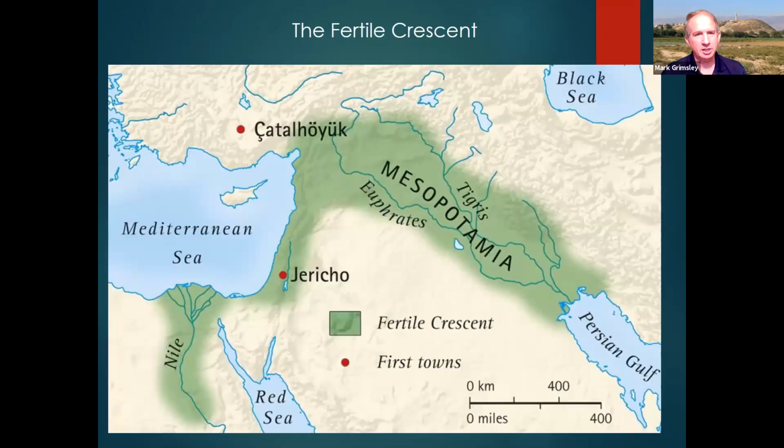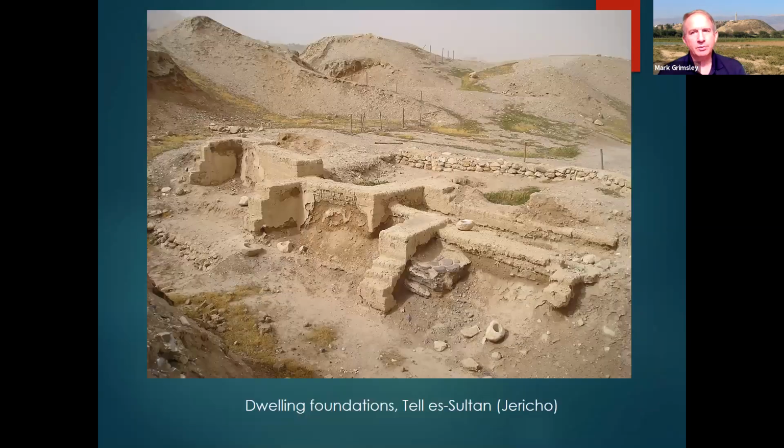The second red dot is Jericho, in the present day West Bank of the Jordan River, between Jordan and Israel, an area controlled by the Palestinian National Authority. Jericho is a substantial town today, but it's even older than Çatalhöyük. It dates back to about 9,000 BCE, that is to say 11,000 years ago. And like Çatalhöyük, it too was built of multi-room dwellings.